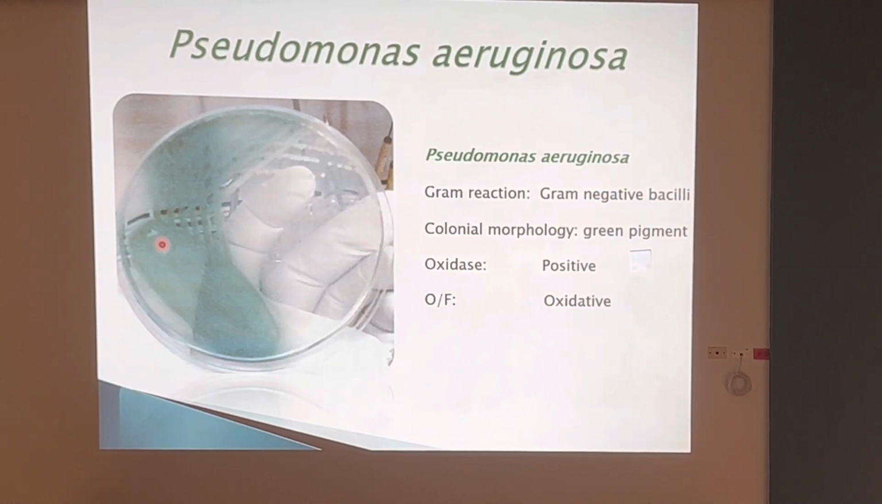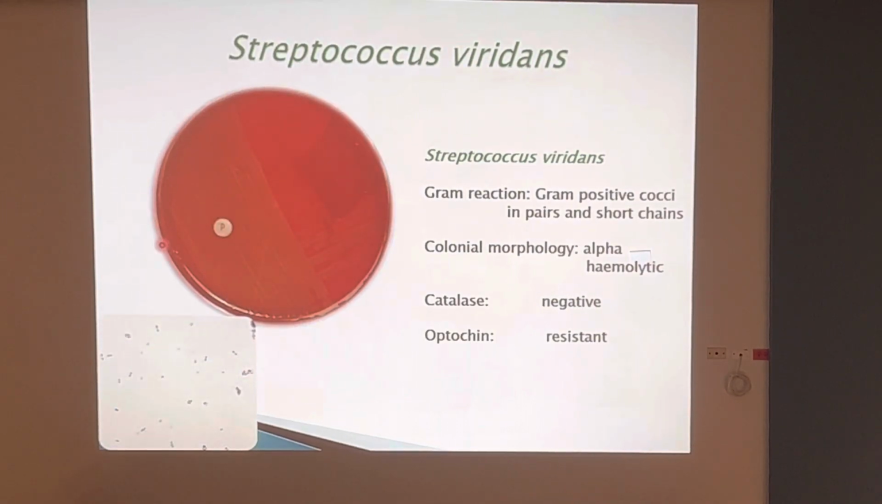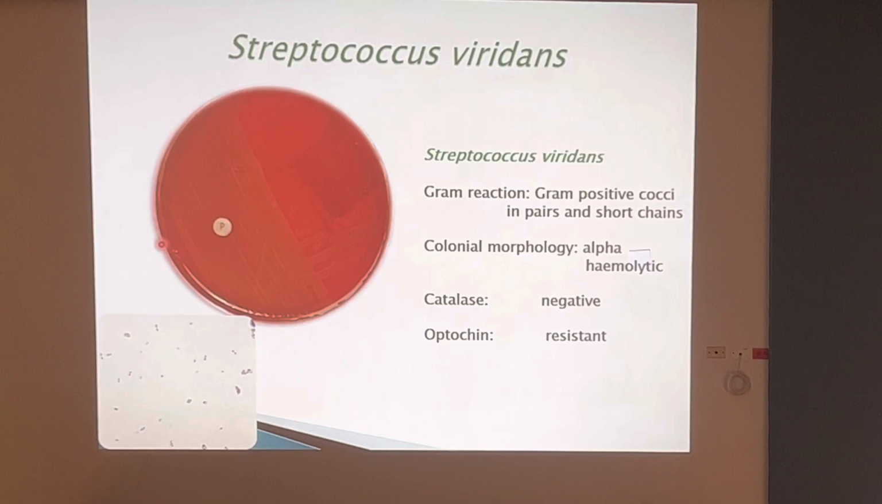It oxidizes glucose, but it does not ferment glucose. So we see that it is oxidative. The Streptococcus viridans now, again, gram-positive cocci, and remember I told you the strep, they are gram-positive cocci and they tend to appear in pairs or short chains. This one now is alpha hemolytic. You might not see the hemolysis very clearly here, but it's alpha hemolytic.